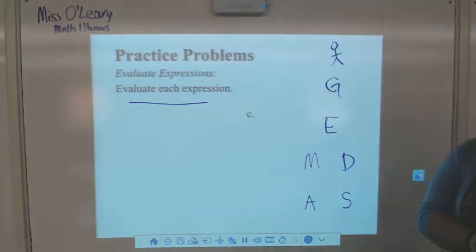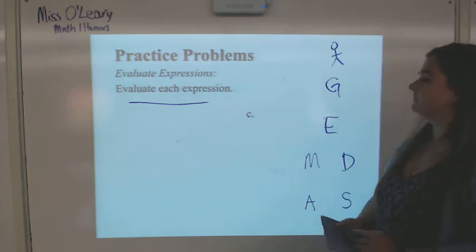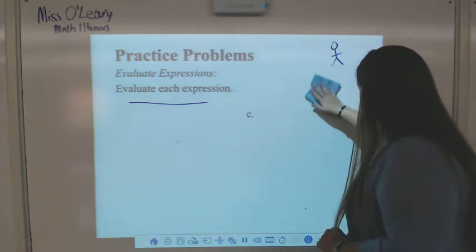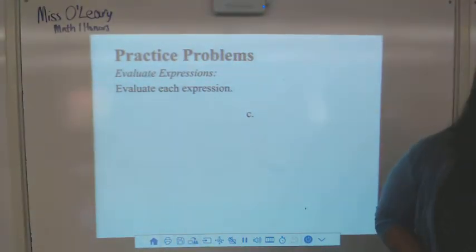All right, well, let's practice. Let's think about how to evaluate each expression. Let me erase a little hopscotch here. Yeah, got letter C hanging out.